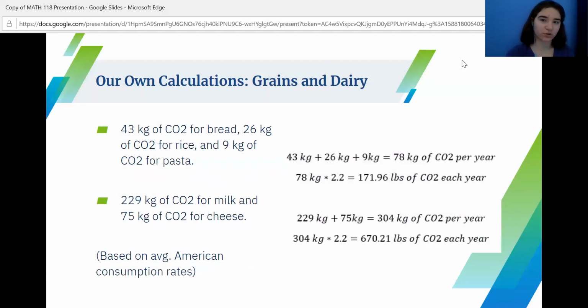The next category we did was grains and dairy. So, of course, there's lots of different kinds of grains and different foods for that, but we picked 3 staples, which were bread, rice, and pasta, based on average American consumption rates and the average CO2 emissions for producing each kilogram. We determined that grains were responsible for close to 200 pounds of CO2 each year. Meanwhile, dairy products, we picked milk and cheese, 2 of the most simple, and did the same kind of calculations and found that those contributed to roughly 700 pounds of CO2 each year.